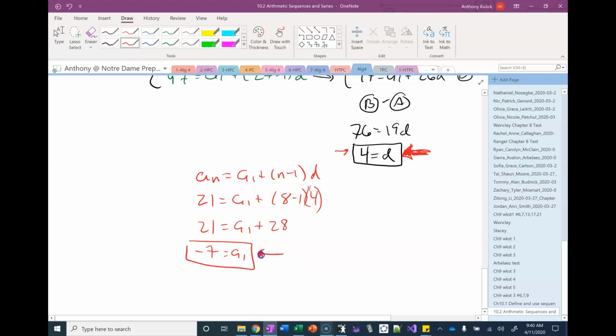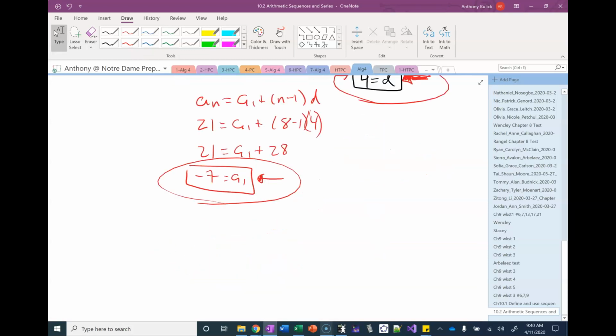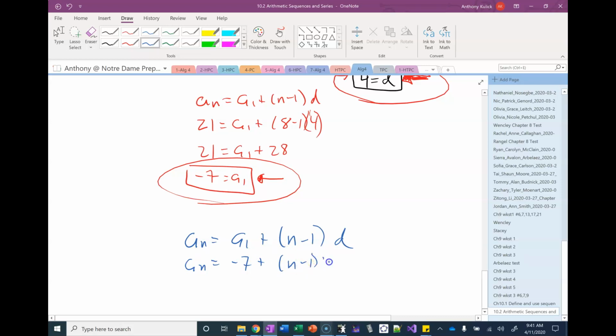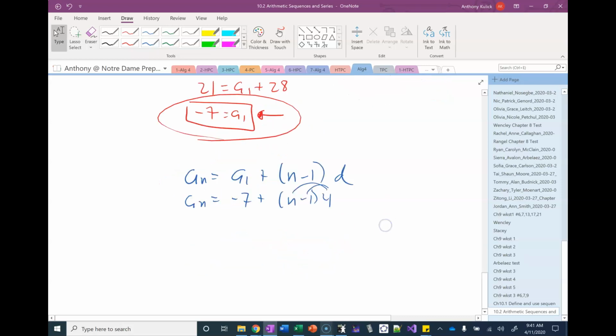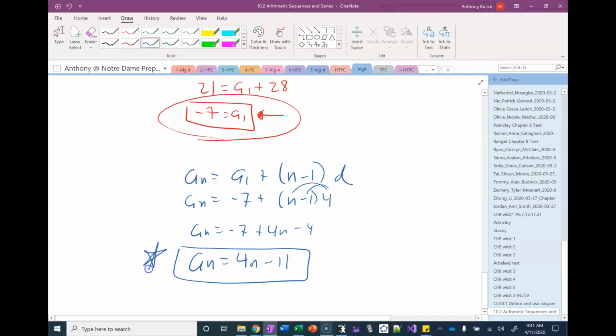And now I have the d and the a sub 1. So if I go and do this one more time, I can plug negative 7 in for a1 and 4 in for d. Distribute the 4 through and say a sub n is equal to 4n minus 11. And there's my final answer.